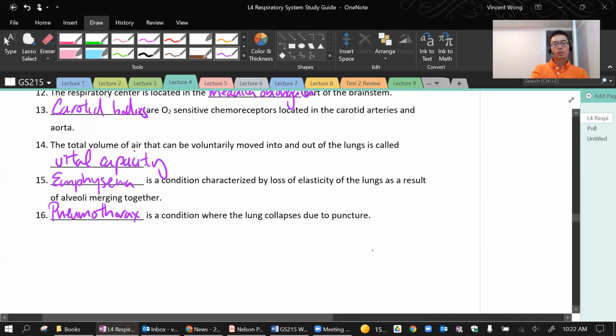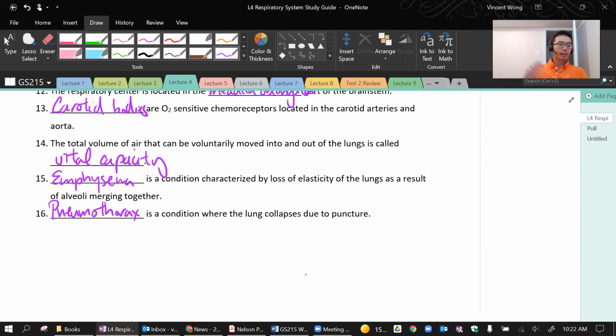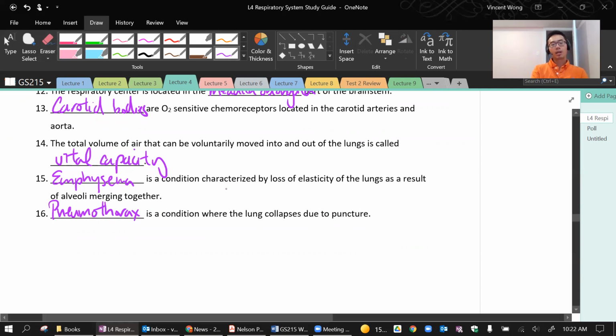Pneumothorax is a condition where the lung collapses due to puncture. Okay, so like a stab wound. Sometimes it can happen spontaneously. You just wake up and then the lung collapses because of a puncture. Happened to a friend of mine.